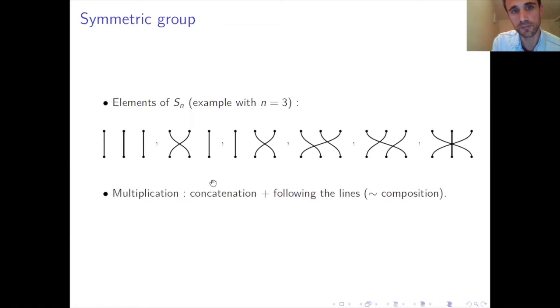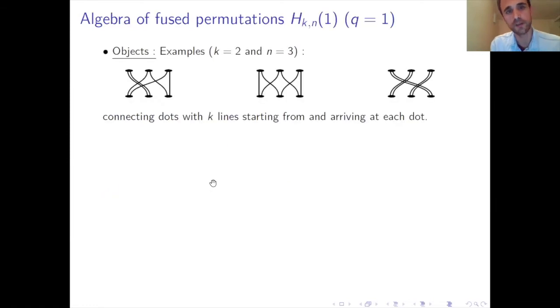So what we want to define is an algebra like this. So now take the following objects. So diagrams, a little bit like this one, but with the following requirements. So we want 2 lines starting from each dot and arriving at each dot. So in general, K lines starting from and arriving at each dot. And so we take all different possibilities. So you have here 3 examples of such diagrams.